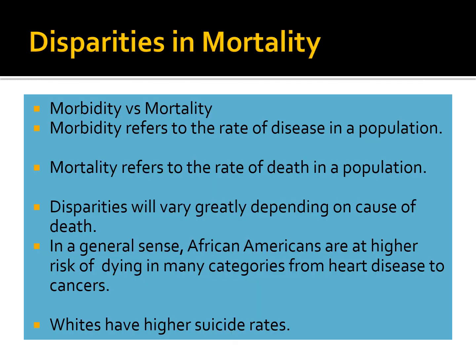Another thing we can look at to see whether there are disparities in access to healthcare is disparities in mortality. And we're looking at mortality versus morbidity, right? Morbidity refers to the rate of a disease within a population, whereas mortality refers to the rate of death within a population. Disparities will vary greatly depending on the cause of death. In a general sense, African Americans are at a higher risk of dying in many categories, from heart disease to cancers, whereas individuals who are considered Caucasian or white have higher rates of suicide than other quote-unquote racial groupings.